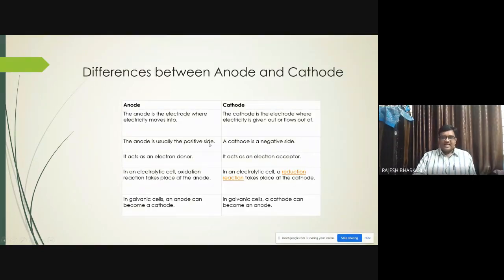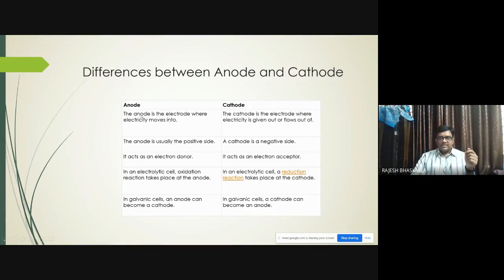You have to understand that the anode is the electrode when electricity moves into, and cathode is the electrode when electricity goes out. This happens during discharge only. These two statements happen during discharge. But during charge, what happens? During charging, the anode acts like an electron donor, and during charging, the cathode acts as an acceptor. So whatever reactions happen during discharge will reverse during charging. Are you understanding what I'm saying?